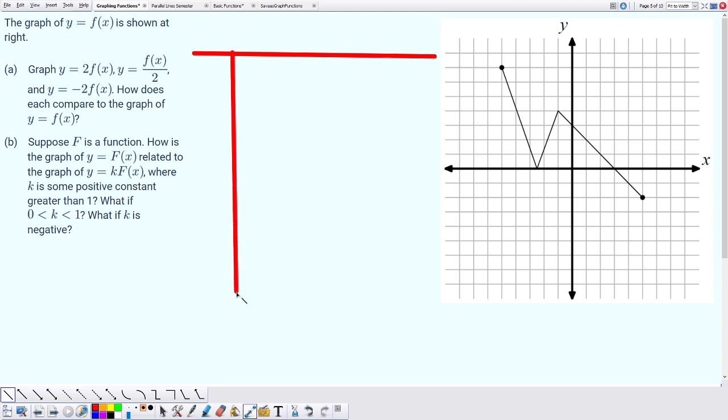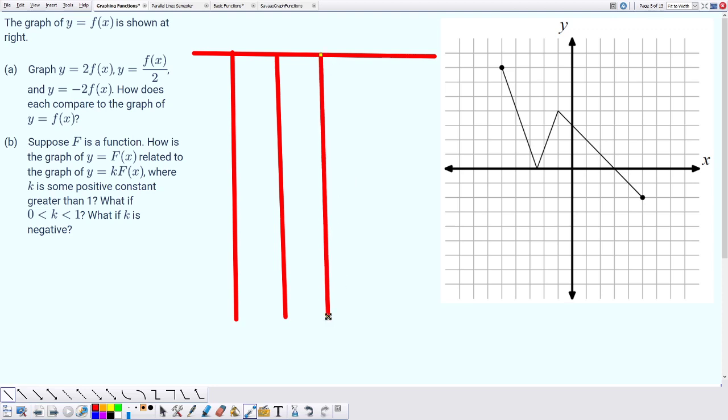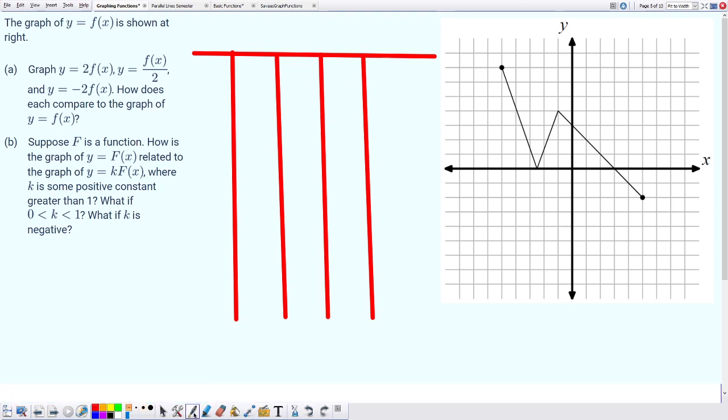And we want a column for x, f of x, 2 times f of x, f of x over 2, and then the last one's going to be negative 2f of x.